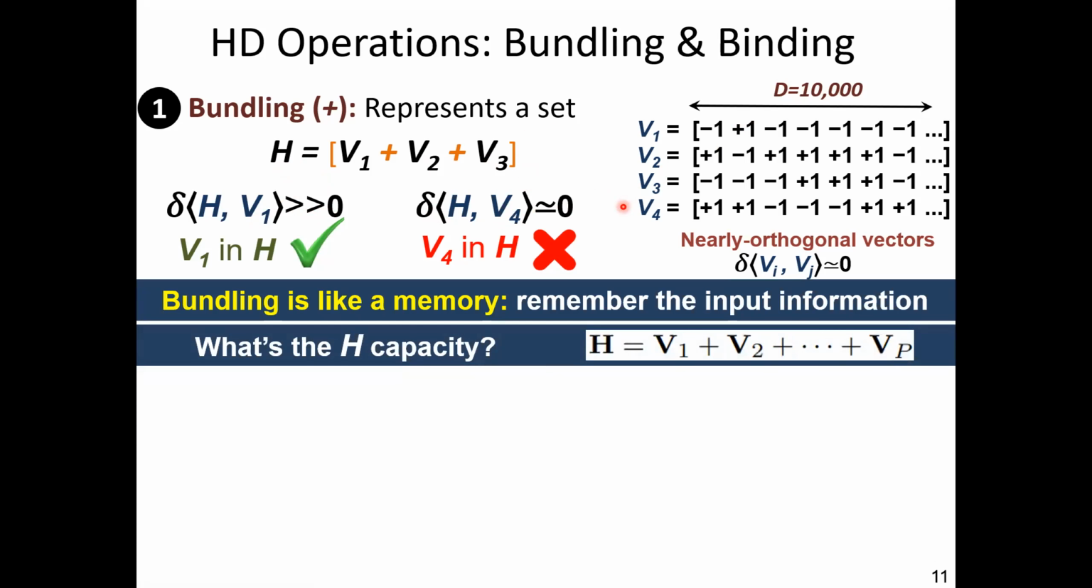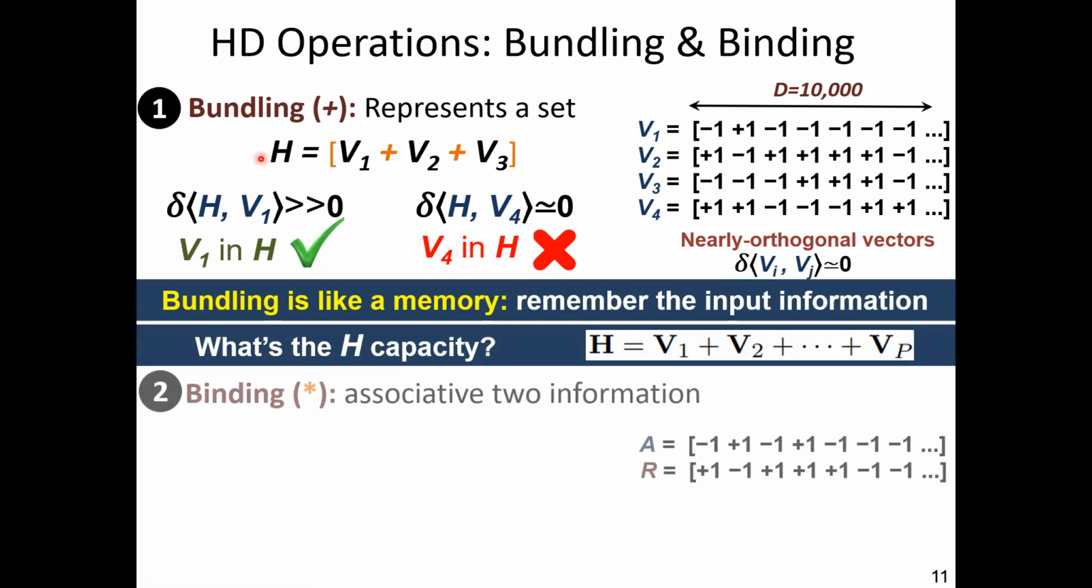And what's the capacity of H? That's a very important question. I will answer it later. But I believe if we can answer this question mathematically, we can solve lots of problems and make HD more mathematical. We can give users more knowledge about how to use HD computing and which problems they can solve.